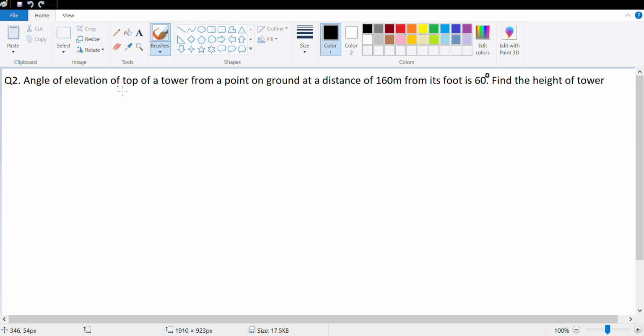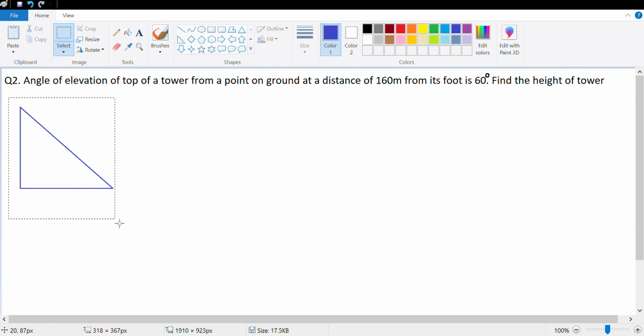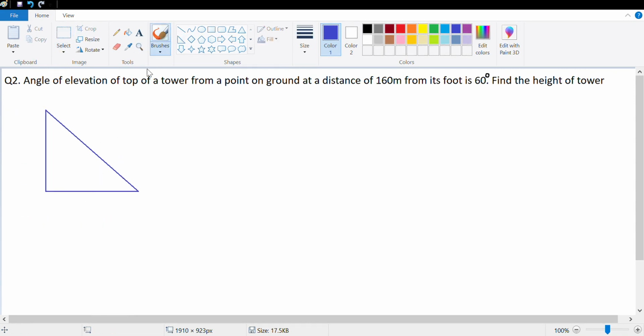Next one: angle of elevation of top of a tower from a point on ground at a distance. Okay, so let's again draw a rough diagram. So this is my tower. Let me name this A, B and C. This would be my perpendicular, marking that this is making an angle of 90 degrees.